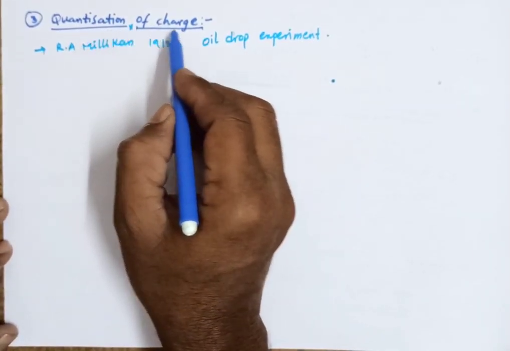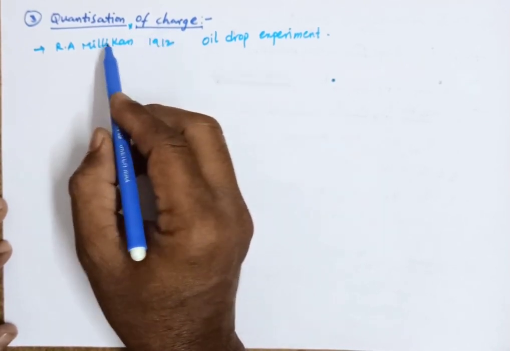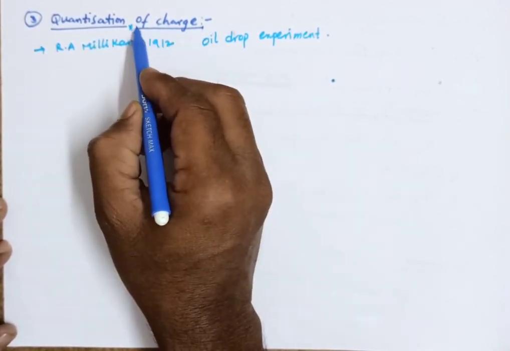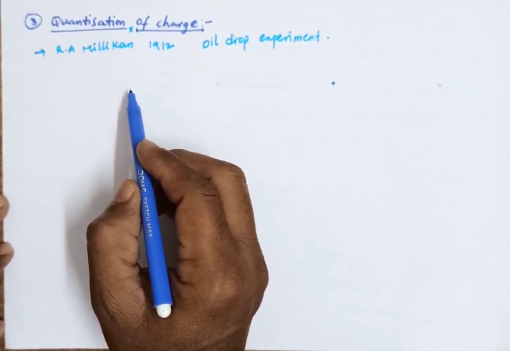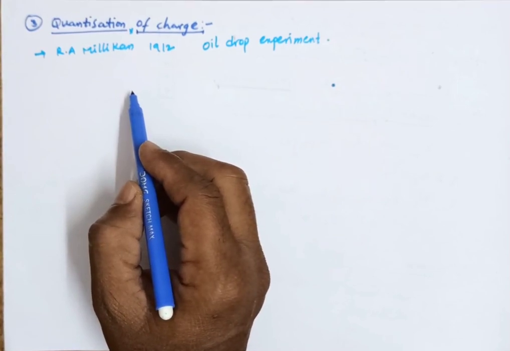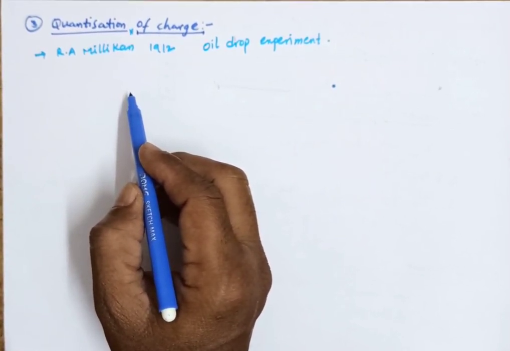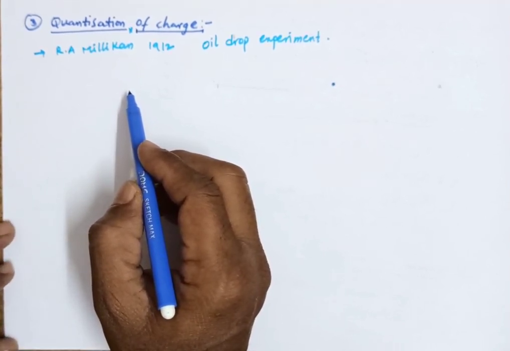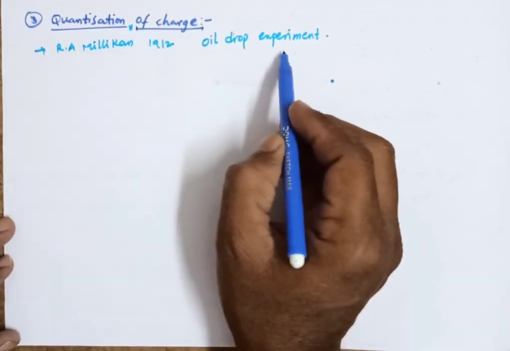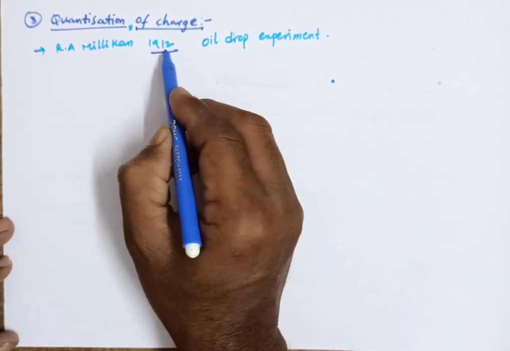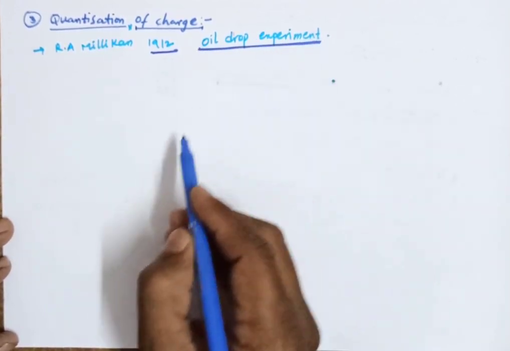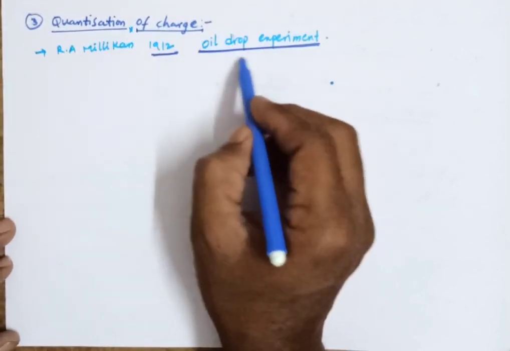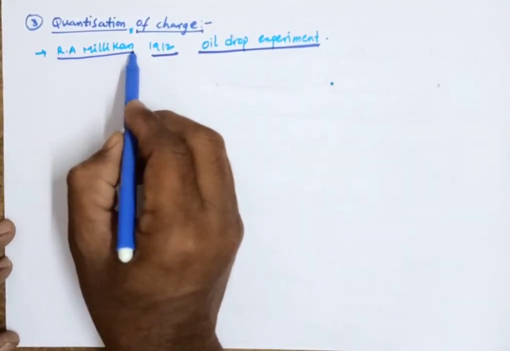Next, quantization of charge. Quantization of charge means that the free charge of a body is an integral multiple of the electron charge. The basic unit of charge is denoted by e. It was experimentally explained by R.A. Millikan in 1912 with his oil drop experiment.